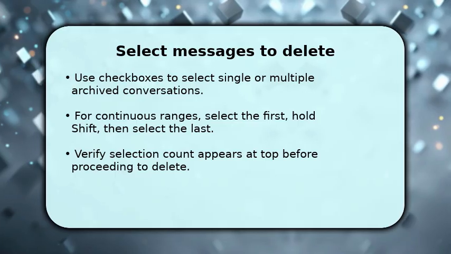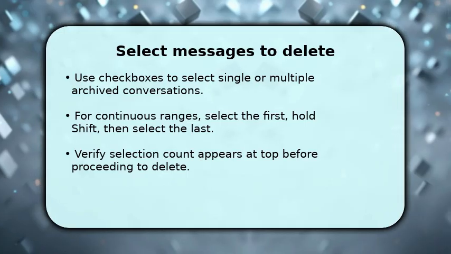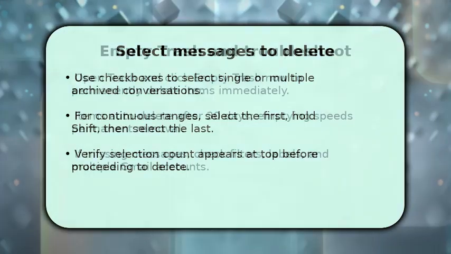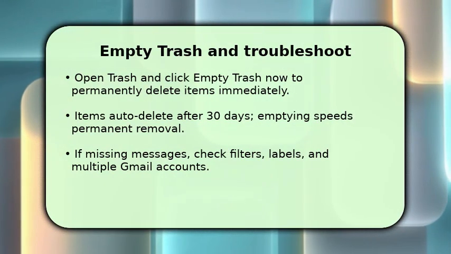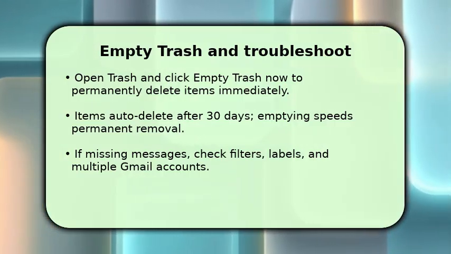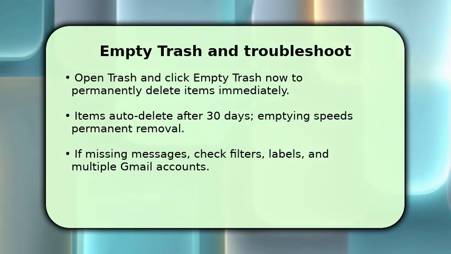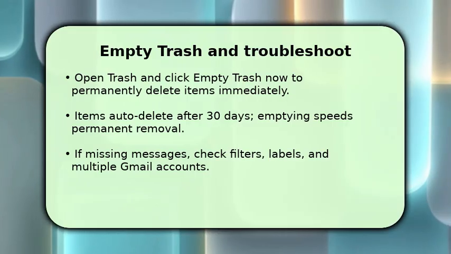This step removes them from archive, but keeps them retrievable for up to 30 days in case you change your mind. You finish by checking trash. Open the trash folder and choose Empty Trash now if you want permanent deletion immediately, because otherwise Gmail auto-deletes after 30 days. Make sure you understand that emptying trash cannot be undone.